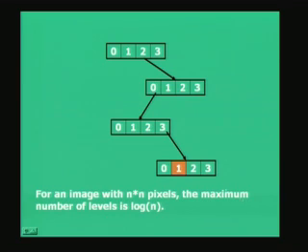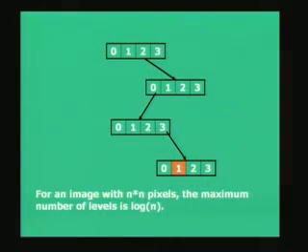So, for an image with n cross n pixels, the maximum number of levels which you can have in a Quadtree is log of n, of course to the base 2. That means, if you simply have a 2 cross 2 image, you can decompose and make just one level of Quadtree. If you have a 4 cross 4, you can decompose into 2 levels. If you have an 8 cross 8 image, you can decompose into 3 levels. If you have a 16 cross 16 image, you can decompose in 4 levels, 32 cross 32 in 5 levels and so on. So, that is the figure which you must keep in mind, and that is what you do for an image in terms of Quadtree representation, and that is in 2D.